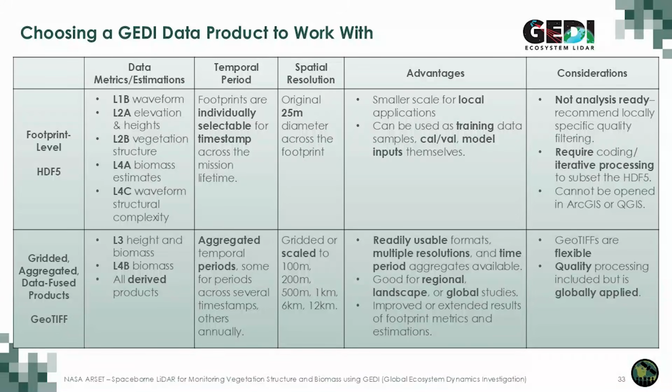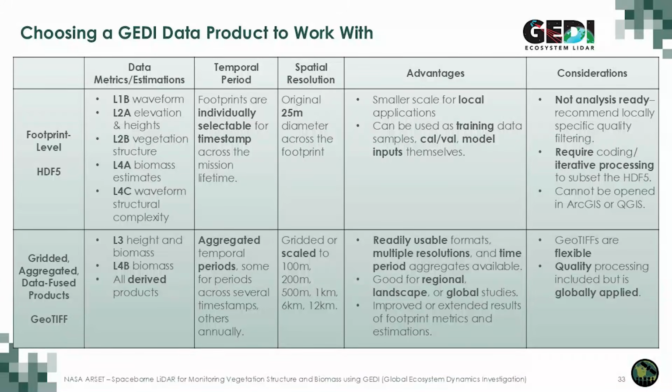Working with the footprint level datasets will be at 25-meter resolution, which could be useful for localized applications or for use as calibration and validation or as training data themselves. However, these datasets are not analysis ready. This means that the user will need to deploy footprint level specific means of access, preparation, and visualization strategies to work with the files, and we'll go over some open source tools and a demonstration with a Python notebook to exemplify this.